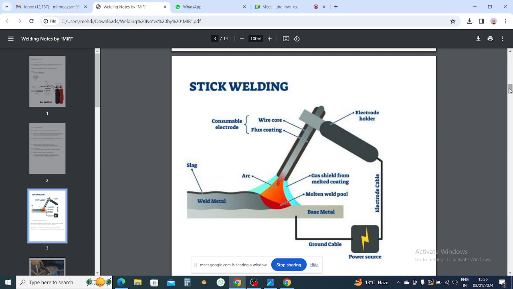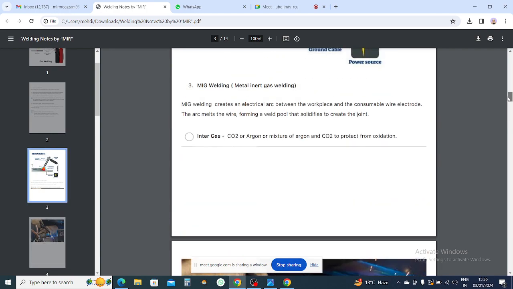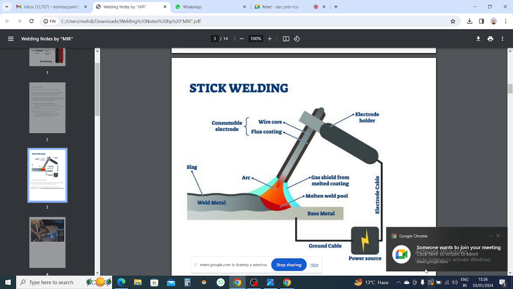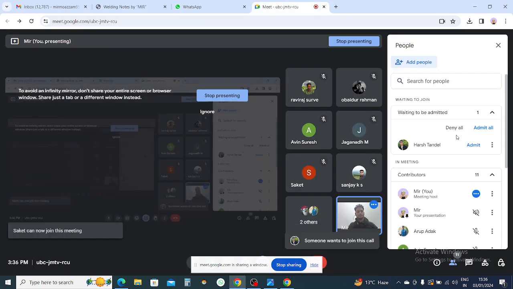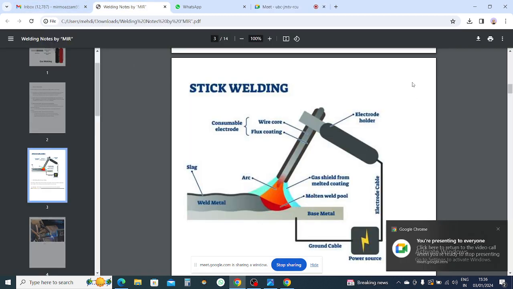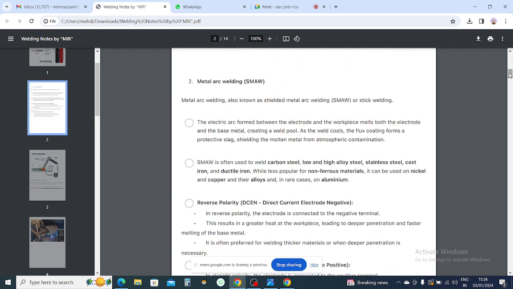Arc welding and MIG welding are all the same. The only difference is gases. Its full name is shielded metal arc welding. So this is a definition you can mug up for the interview.